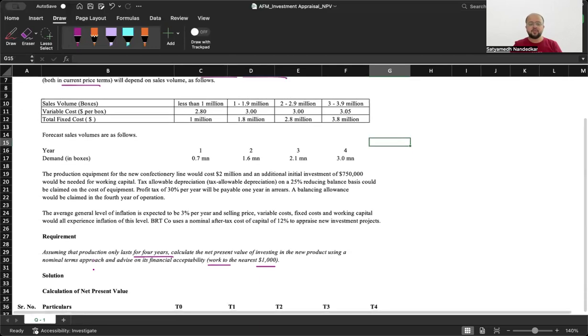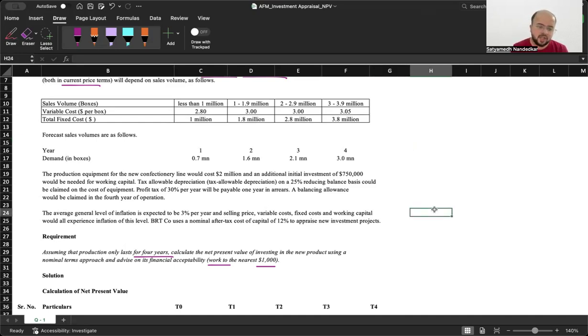The production equipment for the new confectionery line would cost 2 million, and an additional initial investment of 750,000 would be needed for working capital. Tax allowable depreciation on a 25% reducing balance basis could be claimed on the cost of equipment. Profit tax of 30% per year will be payable 1 year in arrears. A balancing allowance would be claimed in the 4th year of operation.